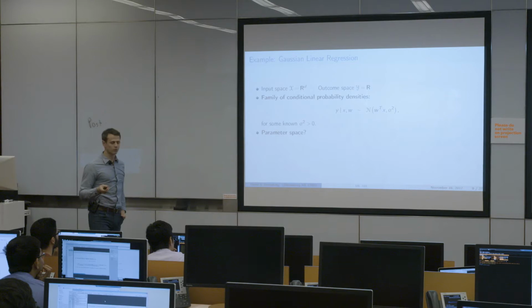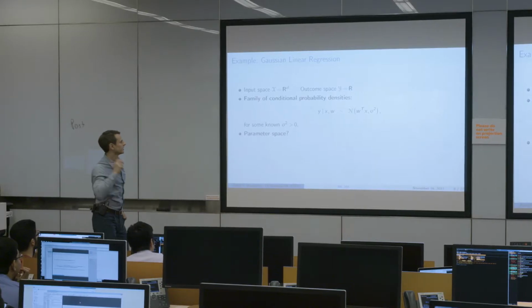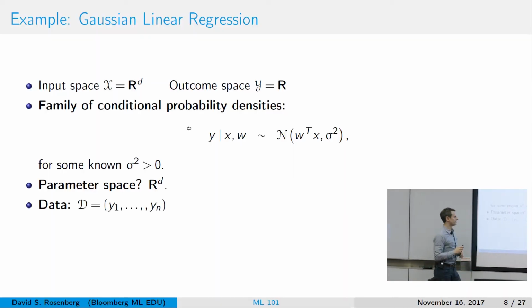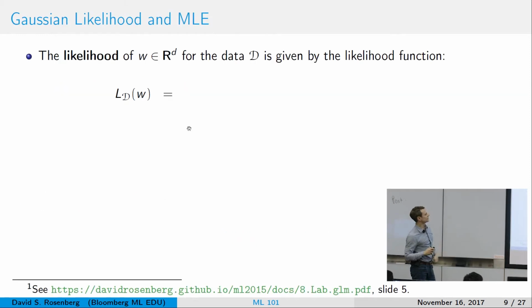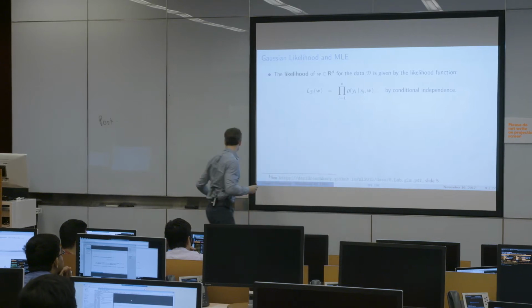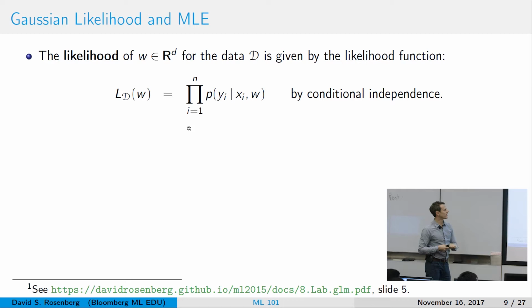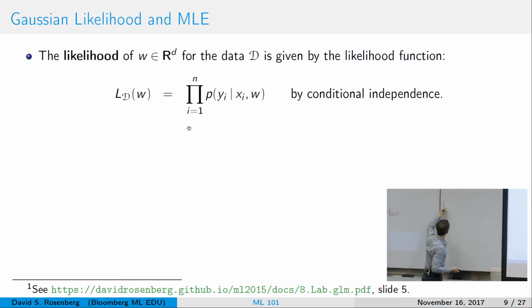W is our parameter. What space does w live in? RD. RD, exactly, right. All right. Here's our data. And we're assuming the conditional independence. And so we can write down the likelihood. So yi given xi, w is, what's that? That's a mathematical expression. What would I need to write down there if I wanted to write this out?